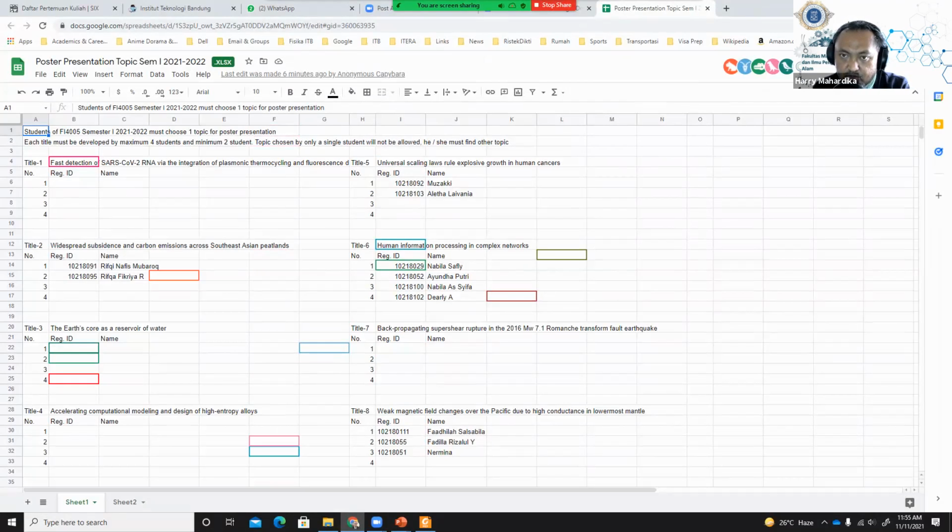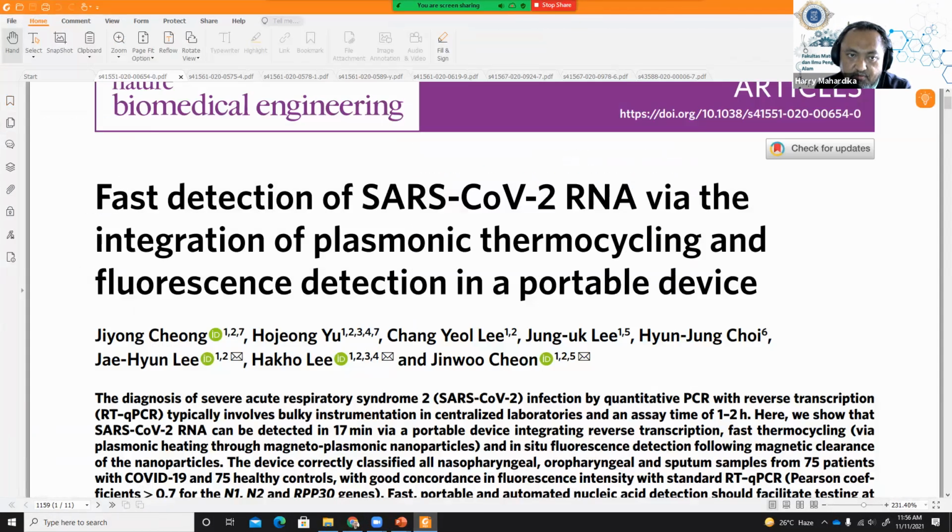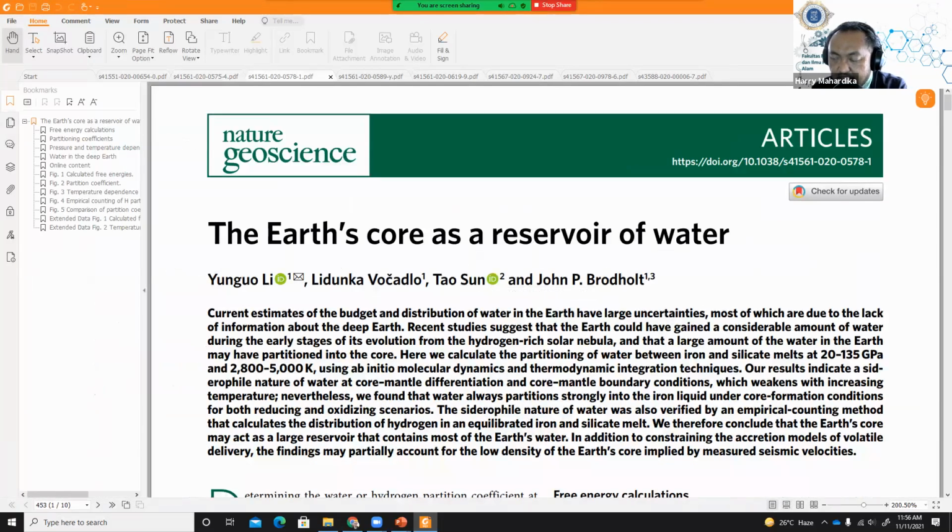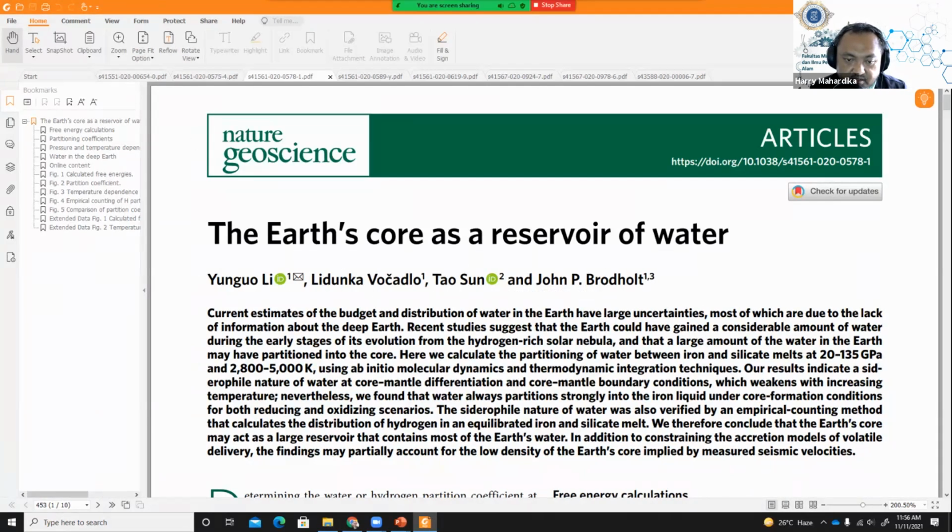You need to work in groups for this assignment because the selected paper that you need to read is an advanced paper that was published recently, and the topic itself is a very cutting edge topic from the respective fields, whether earth physics, complex system physics, material physics, or biophysics and medical physics. These are the topics for your poster presentation. Please read them carefully.